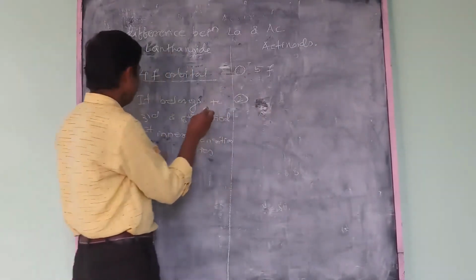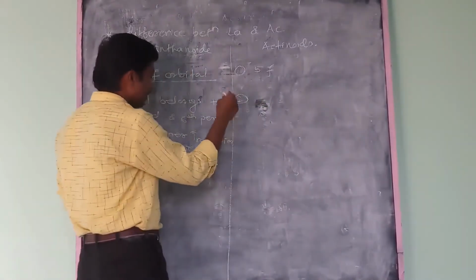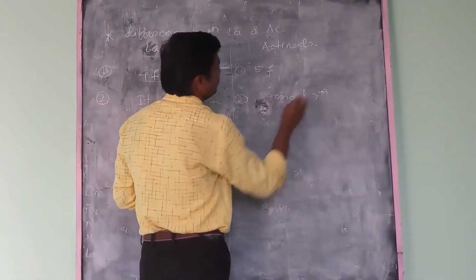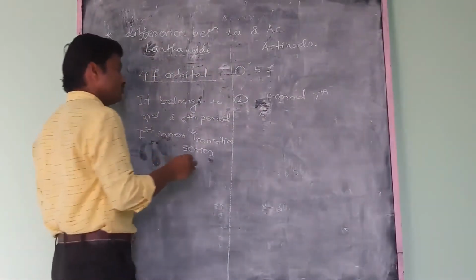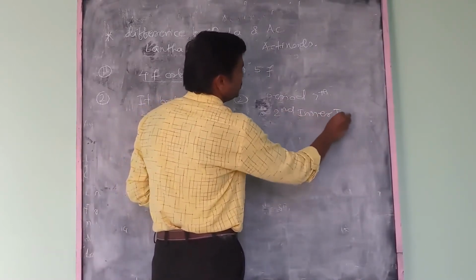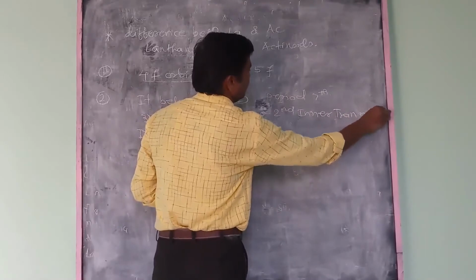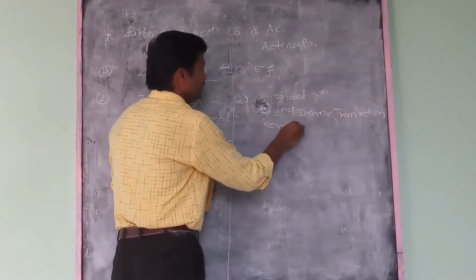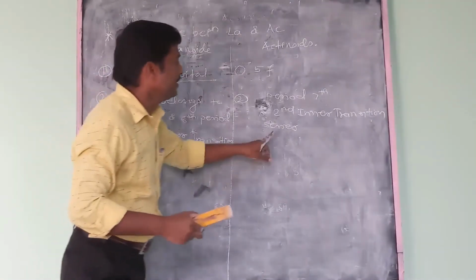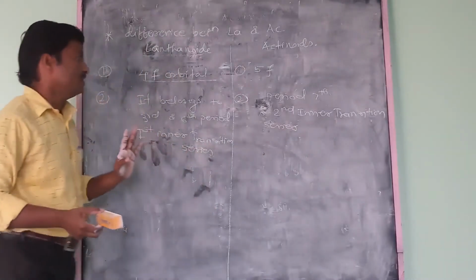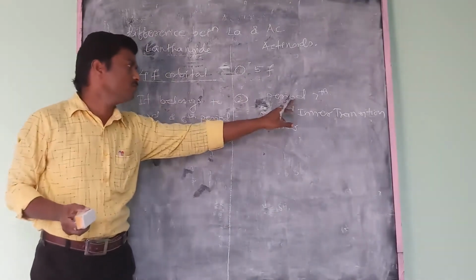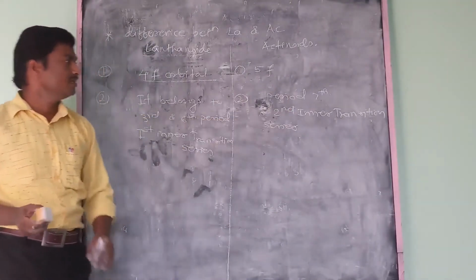Here, the actinoids belong to period 7 and group three, and they form the second inner transition series. Lanthanoids are the first inner transition series and actinoids are the second inner transition series. Lanthanoids are present in group three and period 6, and actinoids are present in group three and period 7.